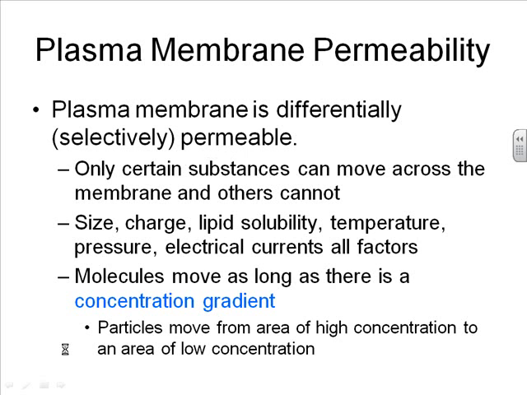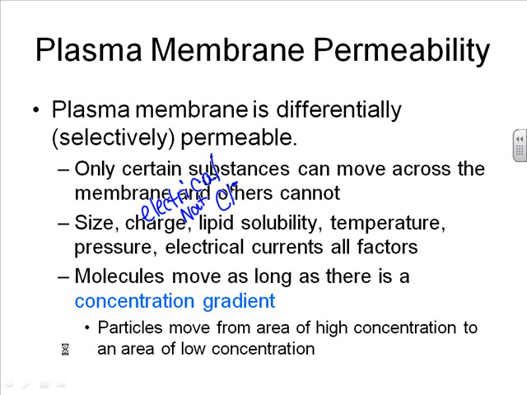The things allowed across the membrane are selected by size and by charge, and this means electrical charge. If you'll think back to your ions, like sodium being a positive ion or chlorine being a negative ion, that alone can restrict its movement. Whether it is lipid soluble, the temperature, the pressure, the currents, all of these are factors in what may or may not be allowed to move across the plasma membrane.